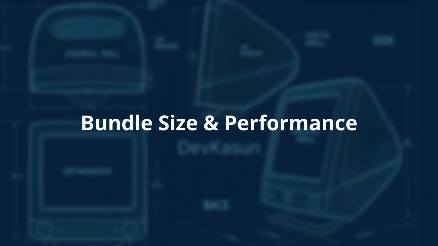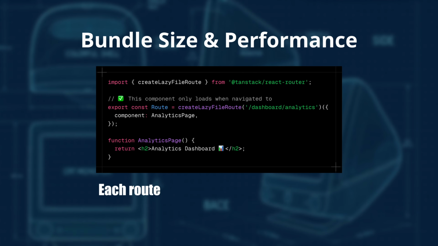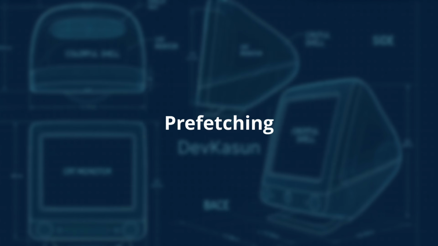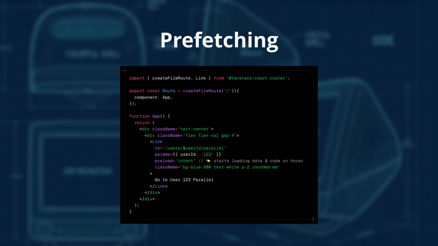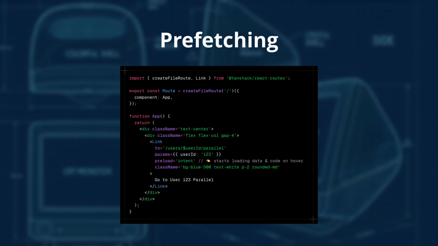Bundle size and performance. TanStack Router supports route-level code splitting out of the box. Each route can lazy load its components, keeping your initial bundle small. Prefetching. Here's something cool. When you hover over a link component, TanStack Router automatically prefetches the route's data and code. By the time you click, everything is already cached.